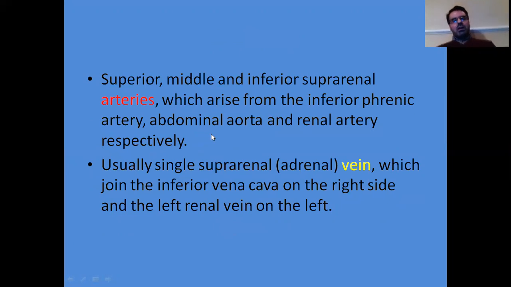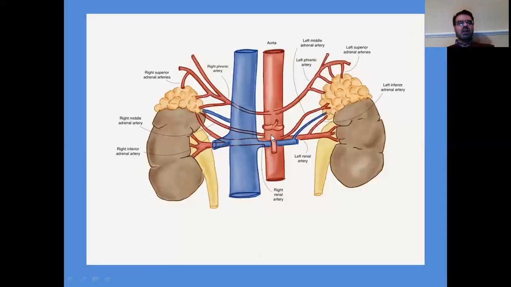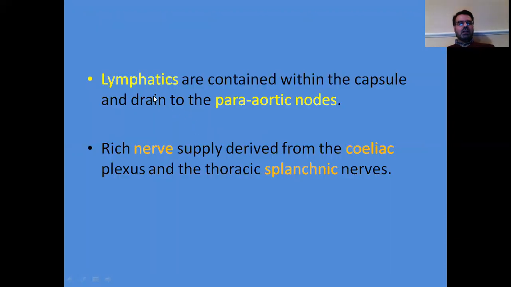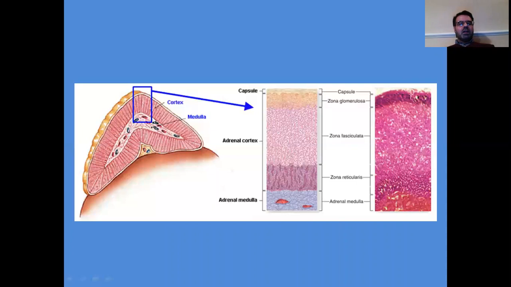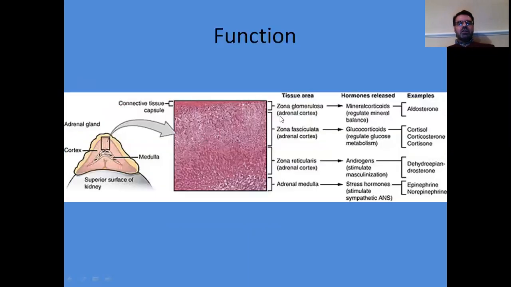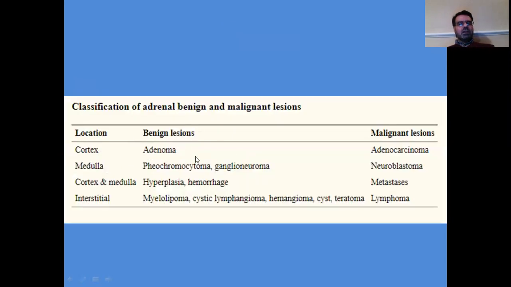The blood supply of the adrenal glands comes from 3 different arteries, and the venous drain goes to one vein on each side. This is a picture of the vascular anatomy of the adrenal glands. The lymphatics drain into the para-aortic lymph nodes, and the nerve supply comes from the celiac and splanchnic nerves. The adrenal gland has different layers with different functions, and different pathologies arise from these layers.